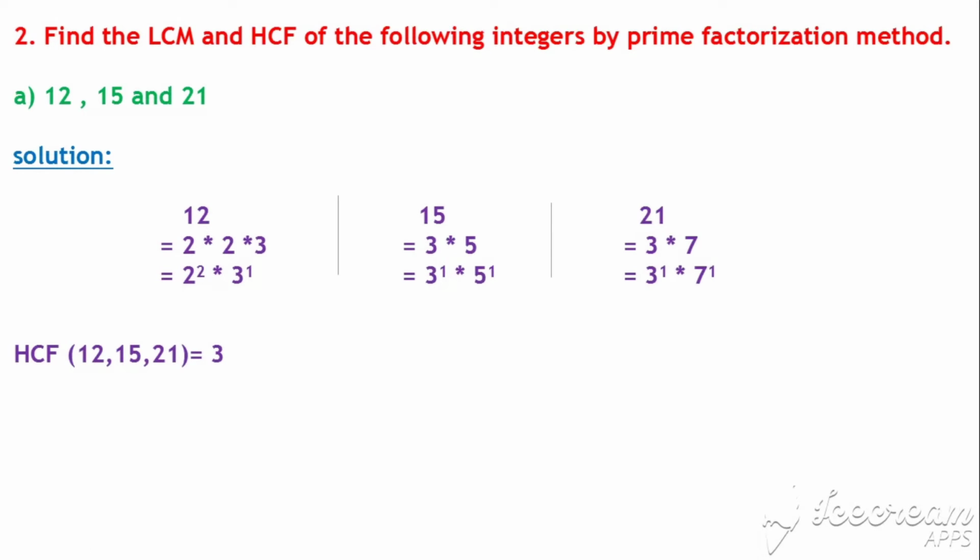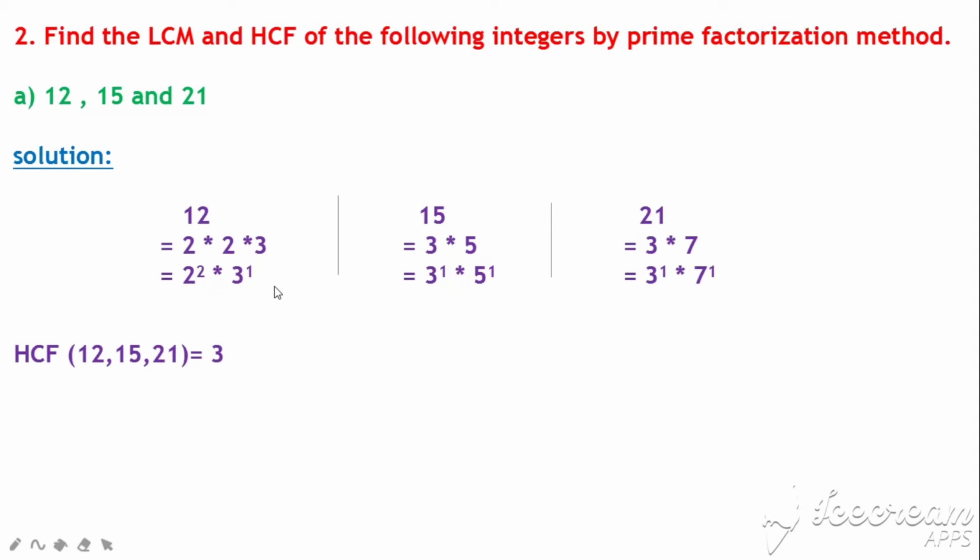So the HCF of 12, 15 and 21. What is the HCF? You need to choose the smallest power among the common prime factors. Among all these, 3 power 1 is common in all three. See, 2 square is not present in 15 and 21, and 3 power 1 is present in 12, 15 and 21. So 3 power 1 is considered.